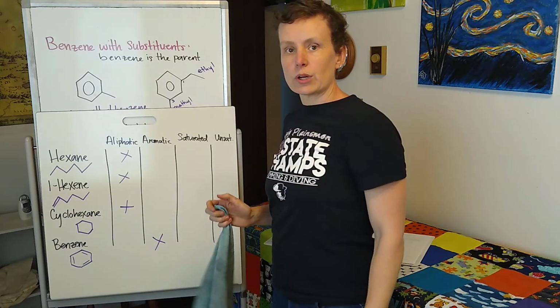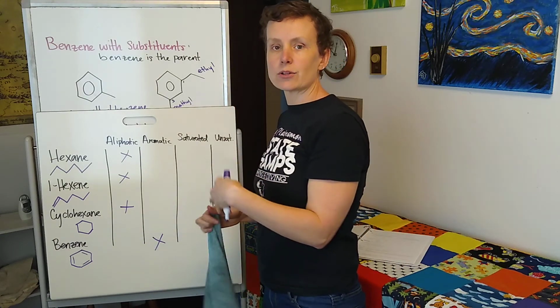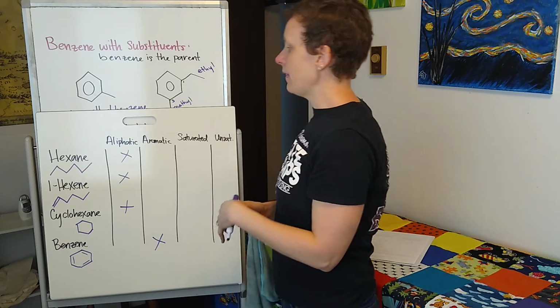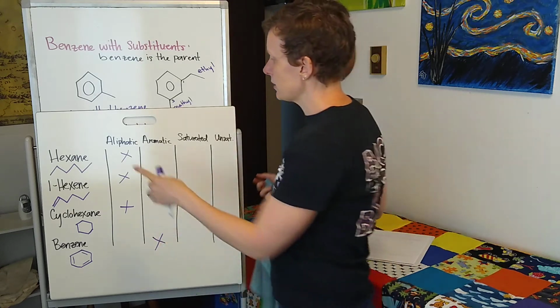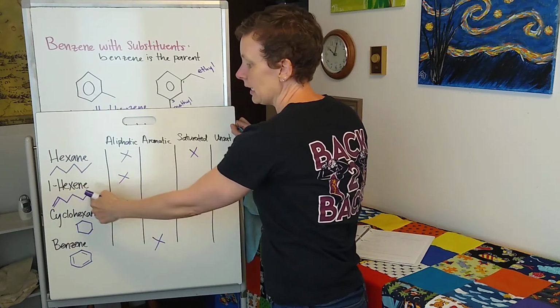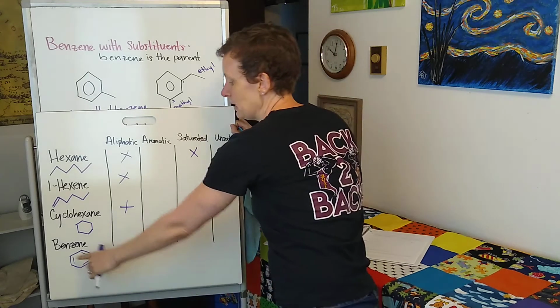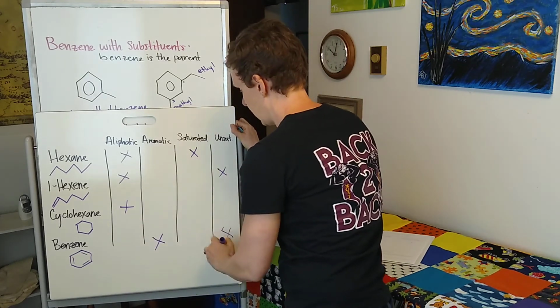Saturated versus unsaturated. Remember, saturated means full. And in organic chemistry with hydrocarbons, saturated means full of hydrogen. And that means all single bonds. Okay, so hexane is absolutely saturated. Hexene has a double bond, so it's absolutely unsaturated. Benzene has double bonds, unsaturated.